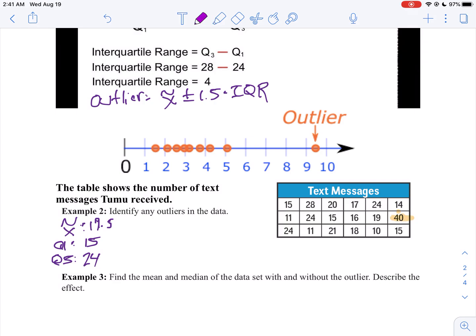So here's what we're going to do. We're going to find our interquartile range. So our interquartile range then is 24 minus 15. Well, 24 minus 15 is 9. Then I'm going to take 1.5 times your interquartile range. So 1.5 times 9 is going to be 13.5.